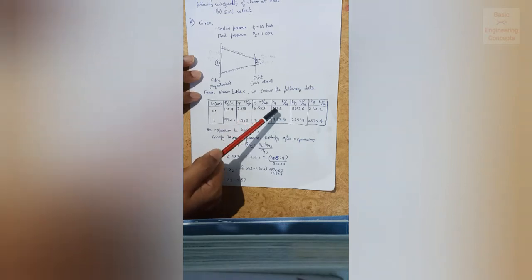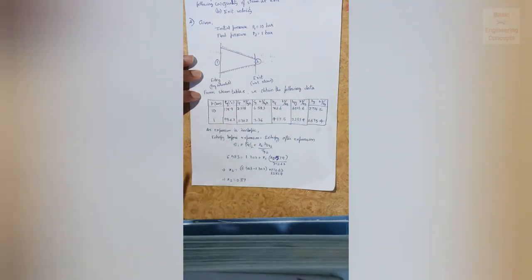At 10 bar and 1 bar, Tg for 10 bar is 179.9 degrees centigrade, Sf is 2.138 kilojoule per kg Kelvin, and Sg, the entropy on the dry saturated line, is 6.583. Hf is 762.6 and all these values. We can see these values from steam tables or from the textbook.